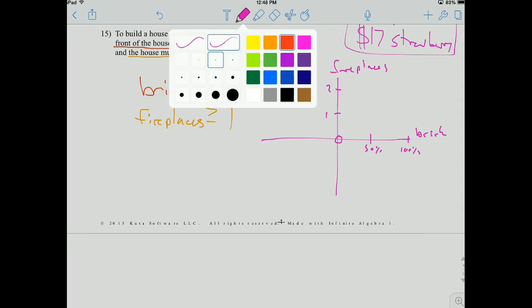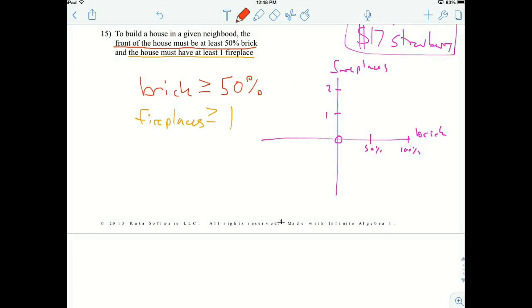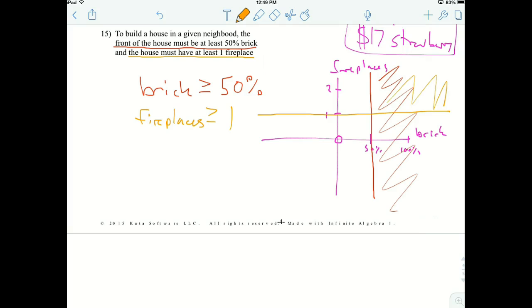And if we're going to shade this in, color this in, the brick is going to be at 50% or above. So because it's greater than or equal to, we have a solid line that goes right through that, and we shade above. For the fireplaces, it says it is 1 or bigger, so since it is greater than or equal to, again, solid line, not a dash, and we shade above. So the region of possible solutions is going to be right in here, the place where it is both greater than 50% brick and greater than or equal to 1 fireplace. So you shade that region, and that is all you need to do.